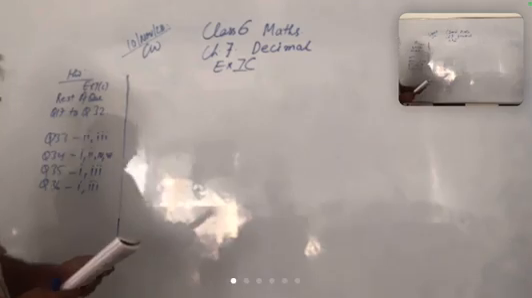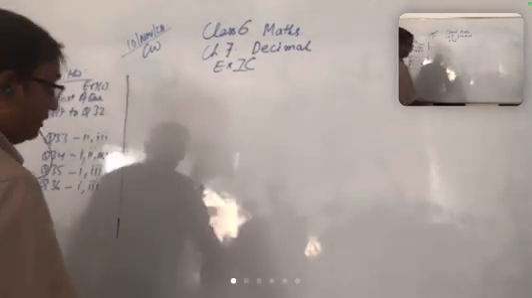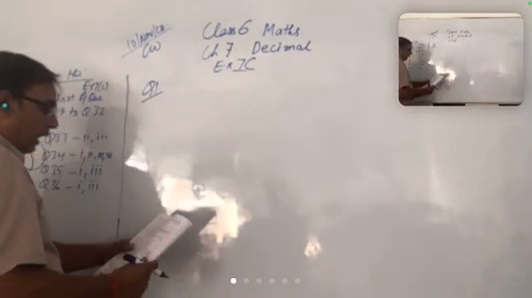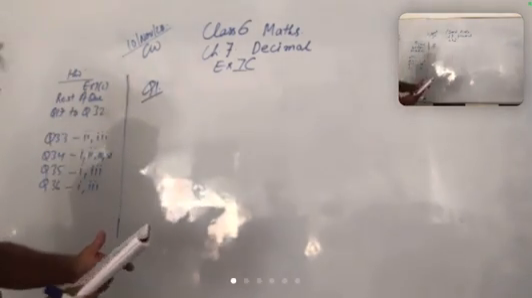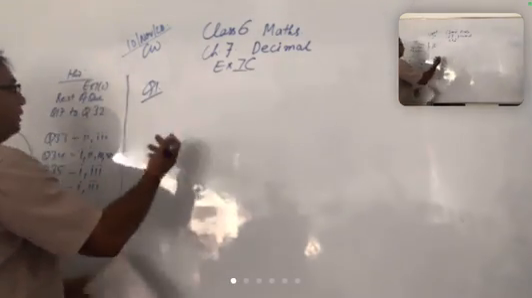So now the exercise 7C is related to the addition of decimals. And the question number 1 is: add the following decimals. So I think I will start with question number 2.